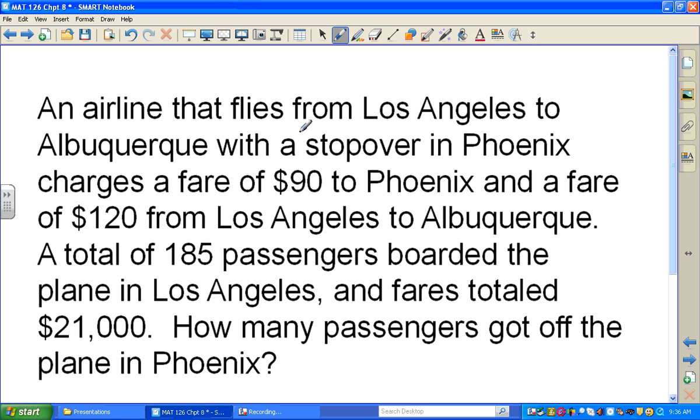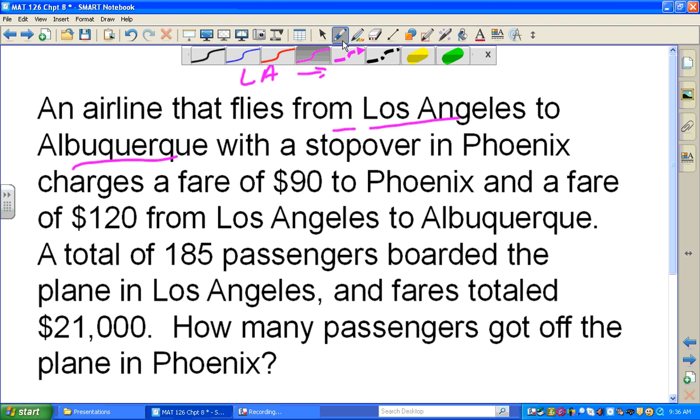Airline that flies from LA to Albuquerque. Oh my gosh. From LA to Albuquerque with a stopover in Phoenix. Okay. What's a stopover mean? You stop and then you go. Well, does anybody get off the plane at a stopover? Yeah, you get off and you go through security again. And do people always get back on the same flight? Nope. So you got some people coming on, some people going off. All right.